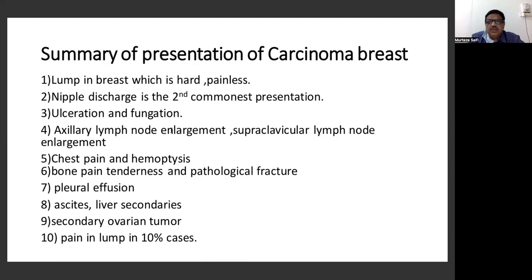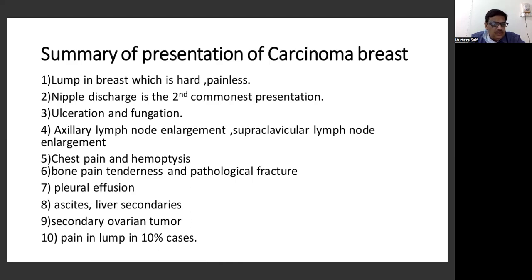Summary of the presentation of carcinoma of the breast. It is very important. Lump in the breast, which is hard and painless. Nipple discharge is a common presentation. Ulceration and fungation. Axillary lymph node enlargement. Supraclavicular lymph node enlargement. Chest pain and hemoptysis. Bone pain and tenderness and pathological fracture.